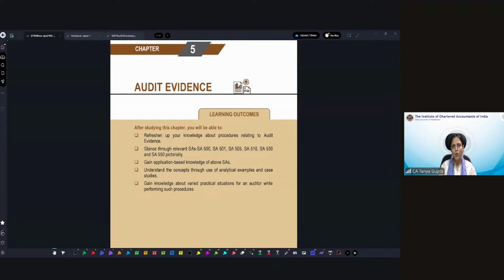We will revisit the SAs you already know, but this time with the lens of application. So you will see how they play out, always demanding professional skepticism. So let's dive into audit evidence, not merely as a revision of procedures, but as an engagement. So, Harshad sir, let's start with chapter number 5 Audit Evidence.